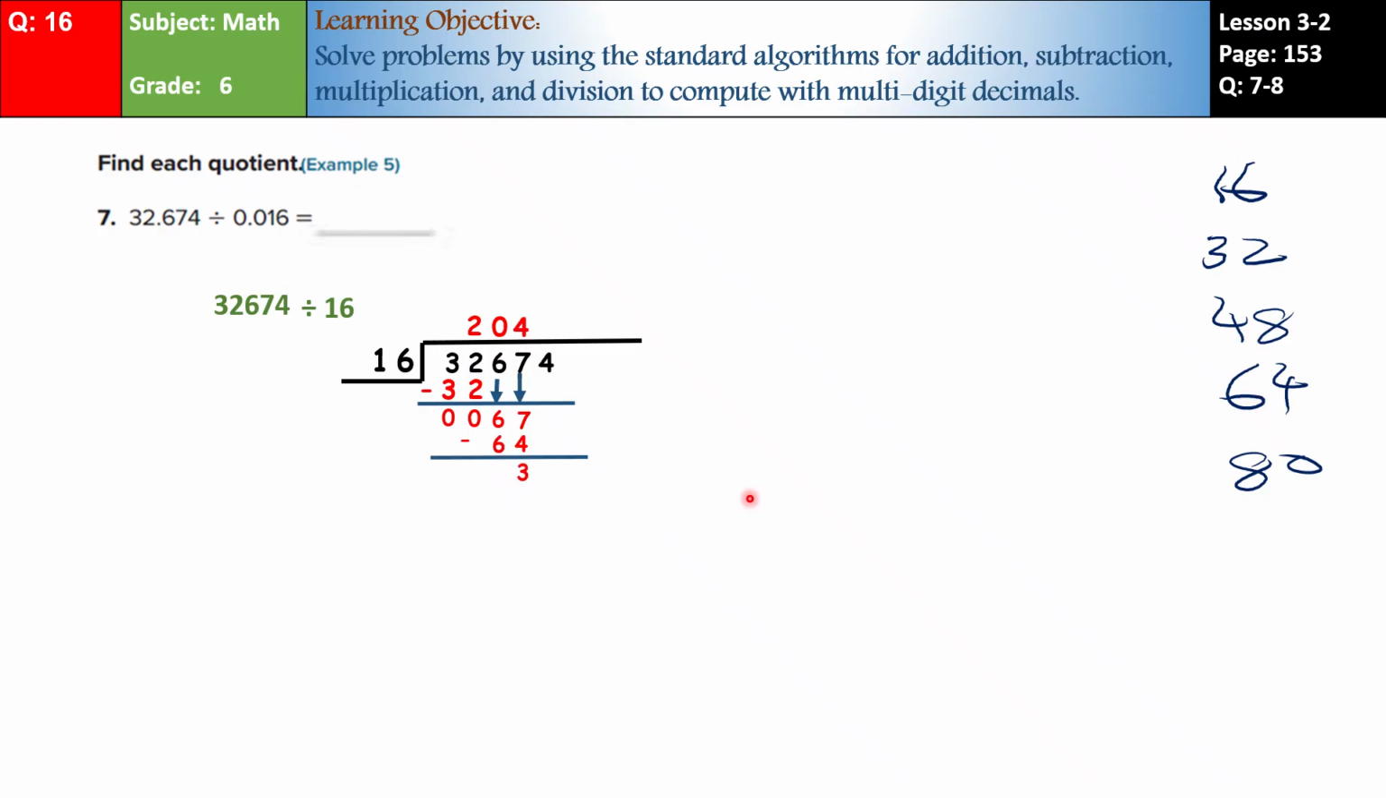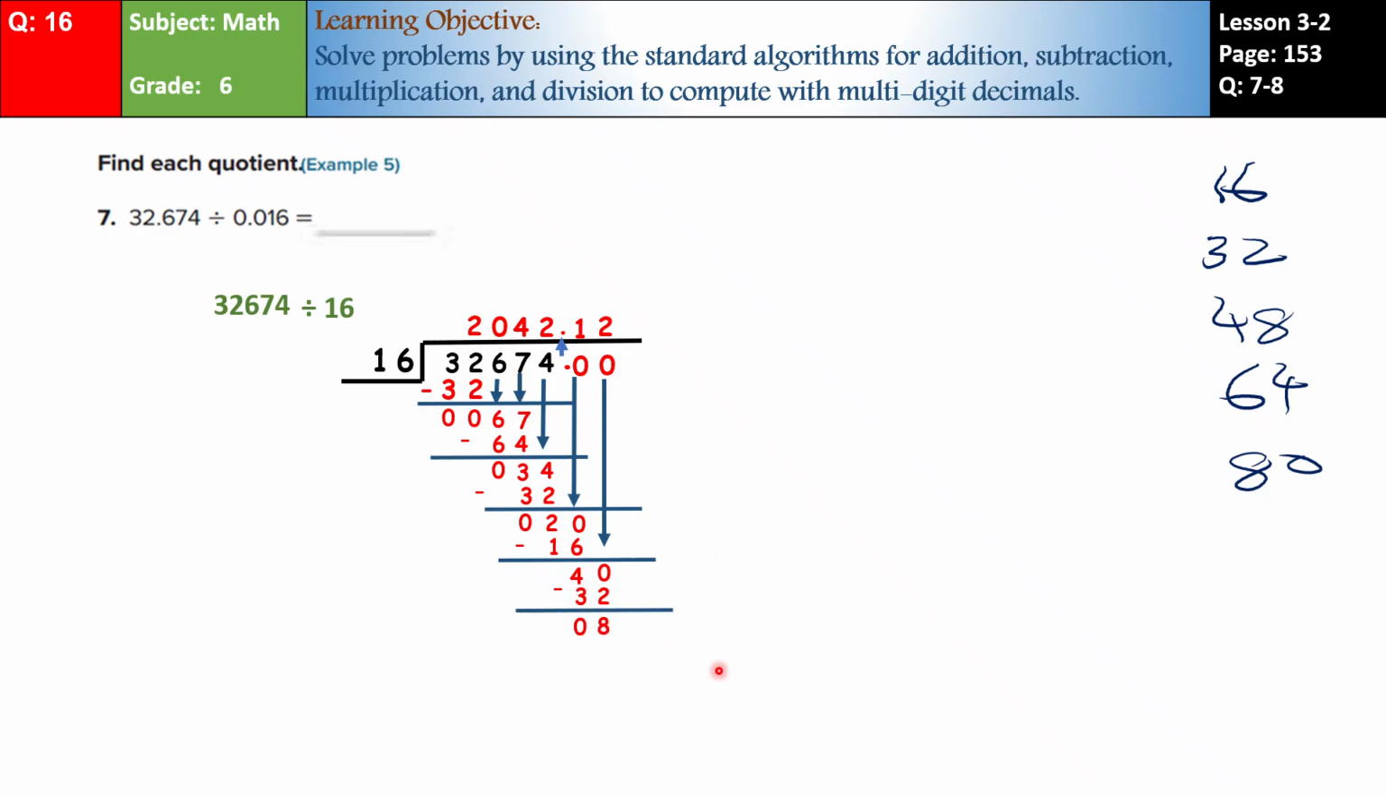Now again subtract. 7 minus 4 gives us 3. 6 minus 6 is 0. Bring 4 down. Now 16 times 2 gives me 32. 4 minus 2 is 2. Now 2 is small and I do not have any number to bring down. So what I will do is put a decimal point, and this decimal point will let me add 0 as many times as I want, one in each step. So now 16 one time is 16, 20 minus 16 is 4. Then I will add one more 0. 16 times 2 is 32.